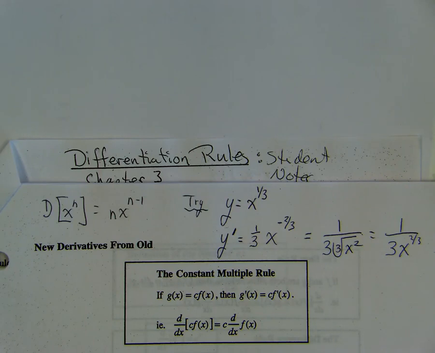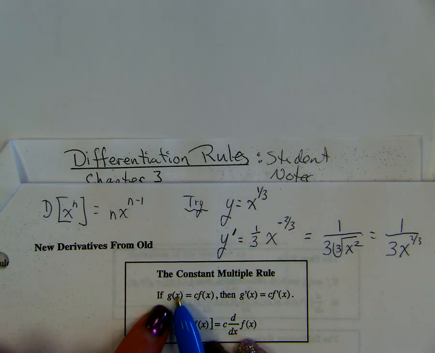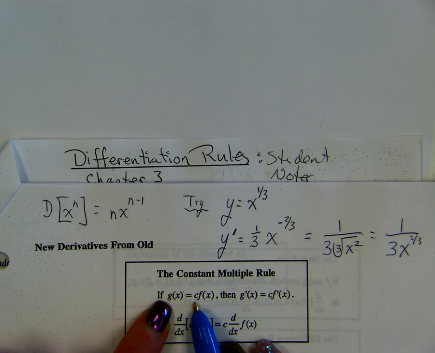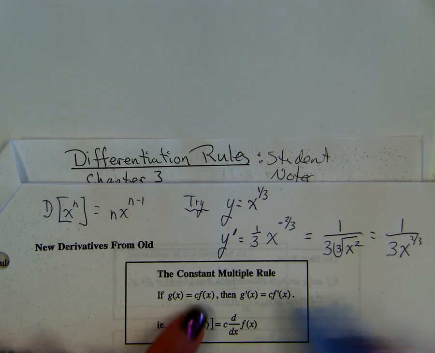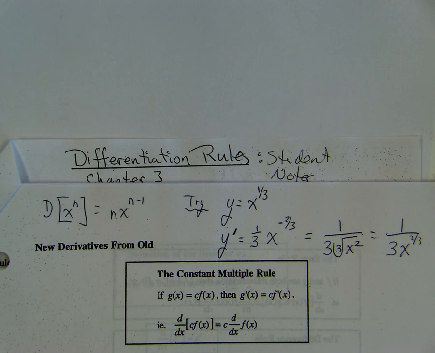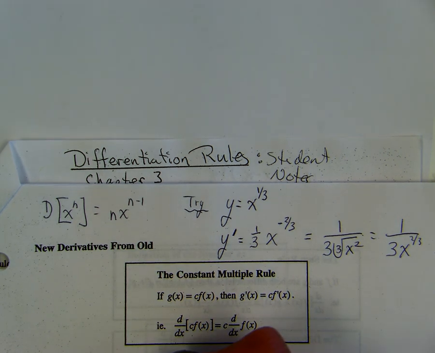Okay, here's a handy rule, the constant multiple rule. If you have a function that is a constant multiple of another function, and you want the derivative of this, you just take the derivative of this and multiply it by the c. I'll give you an example and you'll see what I mean. We have to prove it. Okay, here we go. So here's our proof for this.